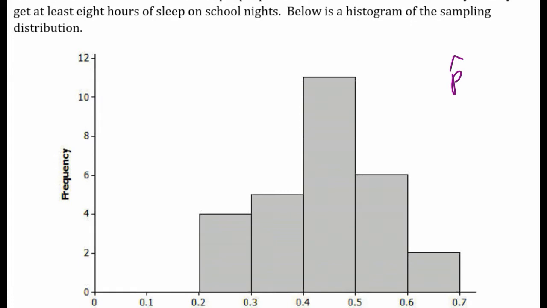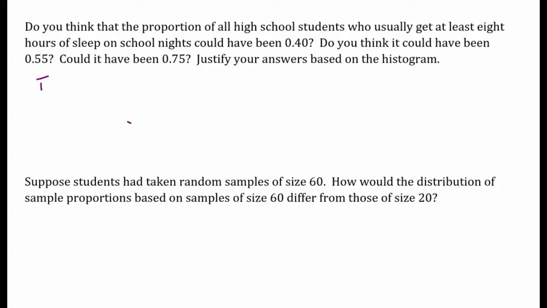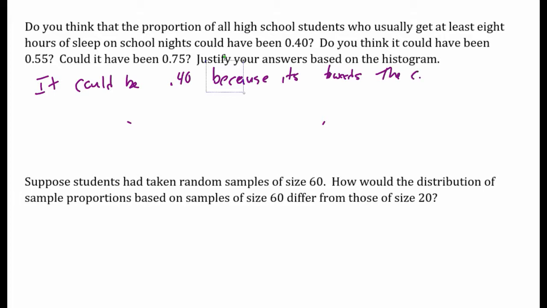Well, if I go to my sampling distribution, 0.4 is here. Would we consider that an unusual value? No, we wouldn't consider it unusual because it's towards the center of the distribution. It could be 0.4. 40% would mean that our true proportion would be 40% of students get at least 8 hours of sleep on school nights because it's towards the center of the distribution, the sampling distribution. I'm going to put that word there, sampling distribution.